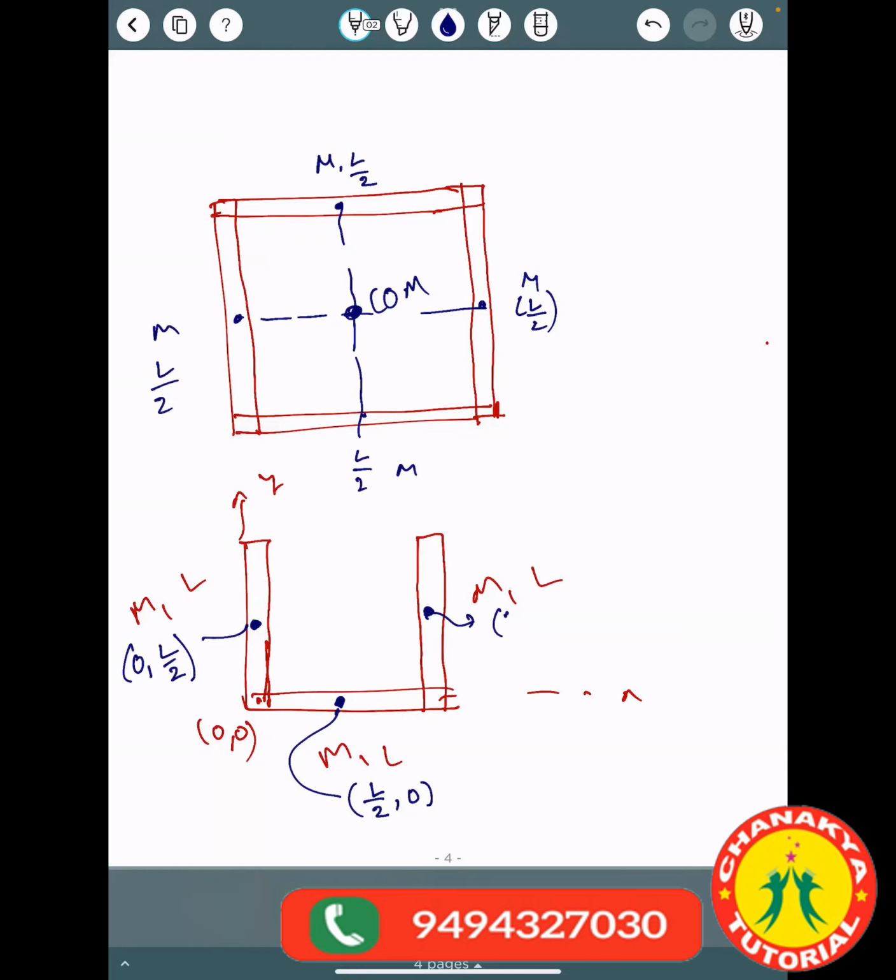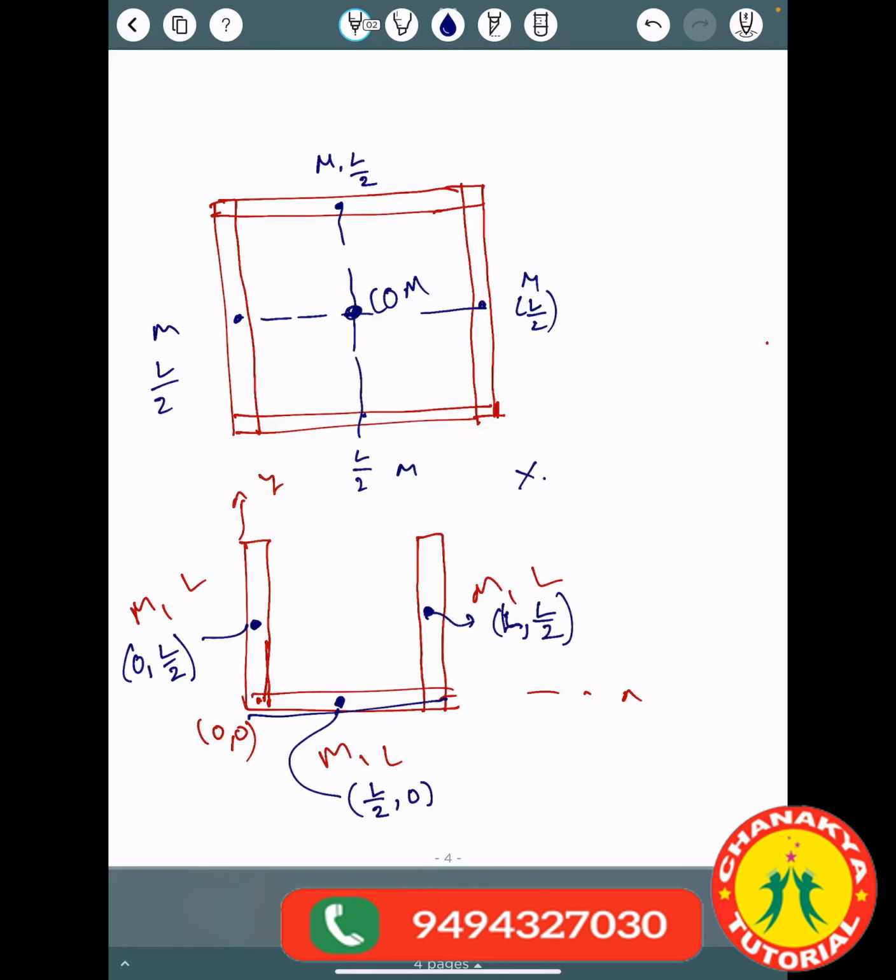Why minus? Is it in the negative y-axis or negative x-axis? Are you class 4 student or what? This length, the x-axis length, is how much? L. In y, how much? L by 2. This much you guys are not able to do.